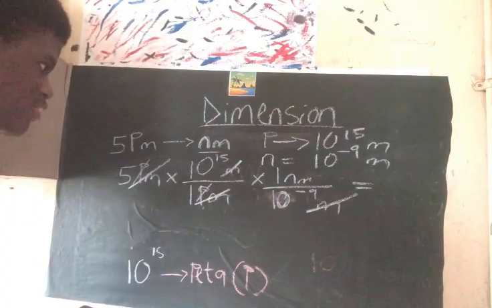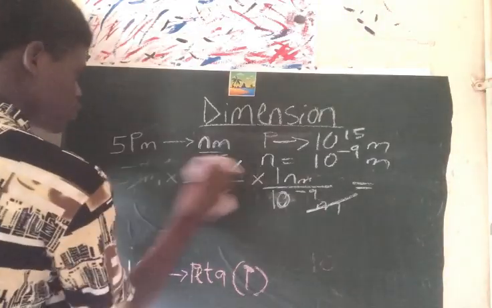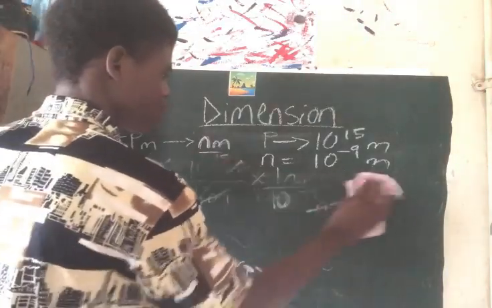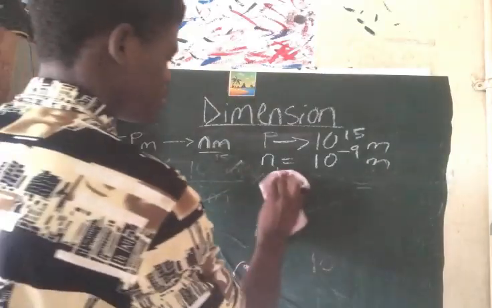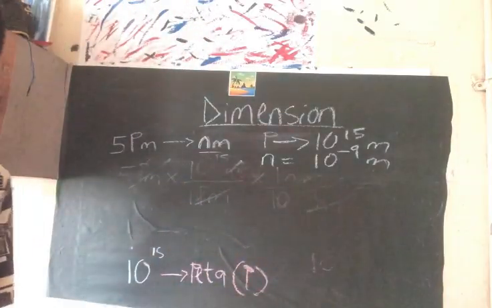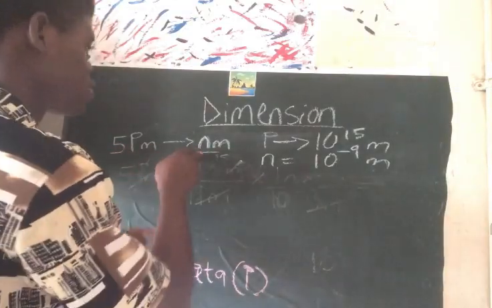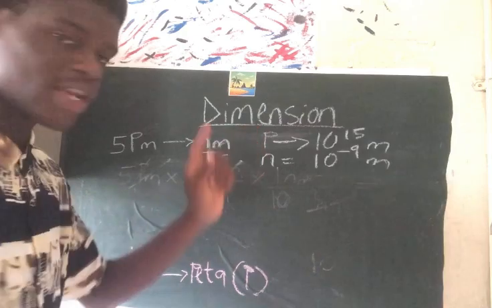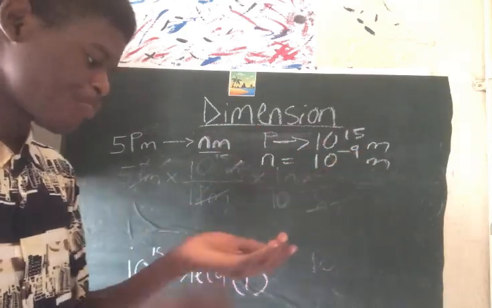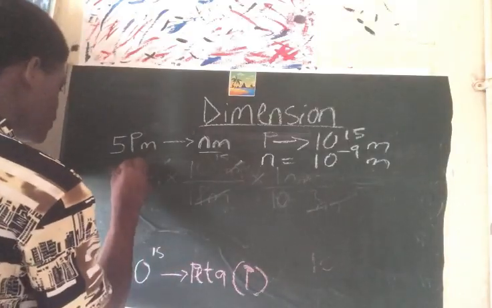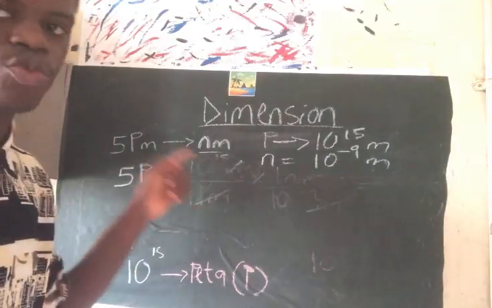Do you understand? I think I should go back. Let me go back, so I want to carry everybody along. If they give you a question like that, the first thing you should do is know the symbol, know what it represents. This is peta, this is nano. Know the value and write it down somewhere. Peta is 10 to the power 15 meter. Nano is 10 to the power minus 9 meter. Now write 5 petameter, because that's what we want to convert to nanometer.